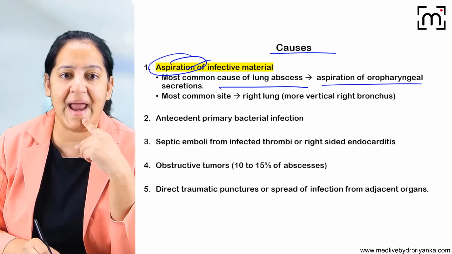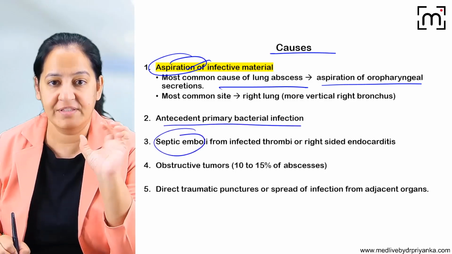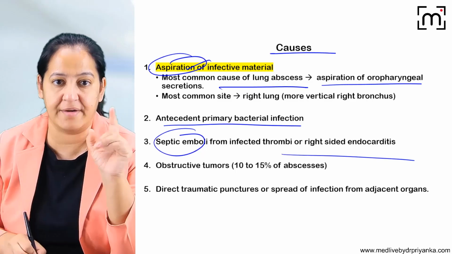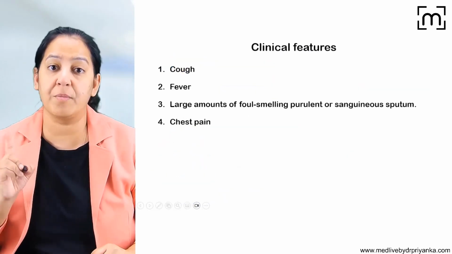The second cause is an antecedent primary bacterial infection. There can be septic emboli coming from right-sided endocarditis. There can be obstructive tumors or direct traumatic punctures. But the most common cause is aspiration.